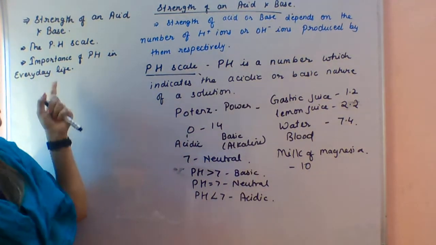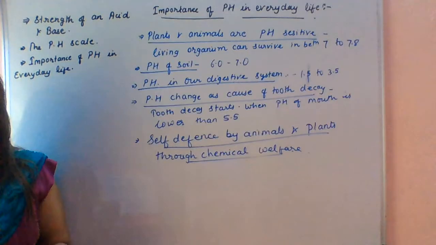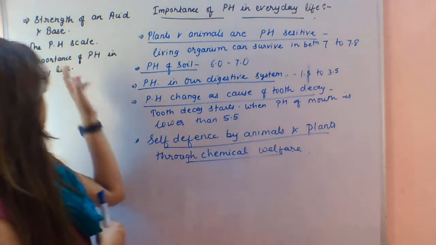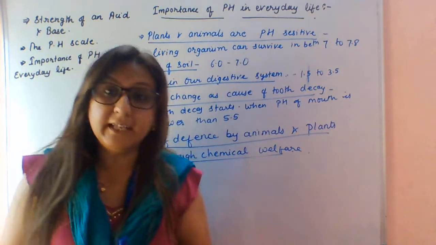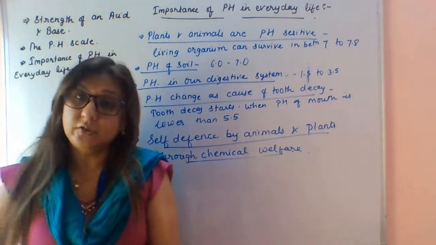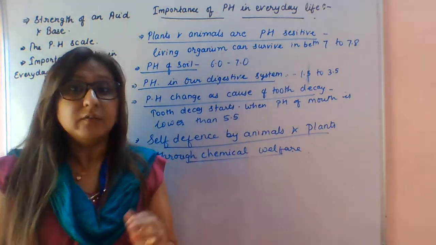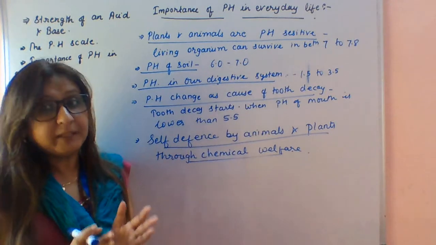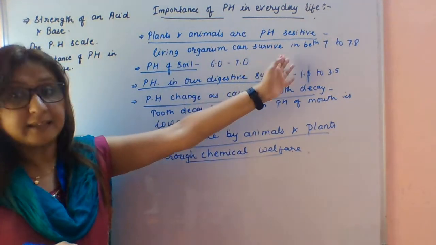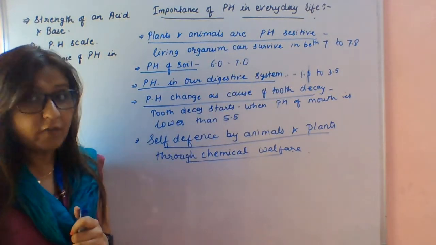Now we will study the importance of pH in everyday life. Okay students, now we will study the importance of pH in everyday life. First, plants and animals are pH sensitive. We, all living organisms, are very much pH sensitive. We have only a narrow range of pH where we can survive. That is, living organisms can survive between 7 to 7.8 of pH.